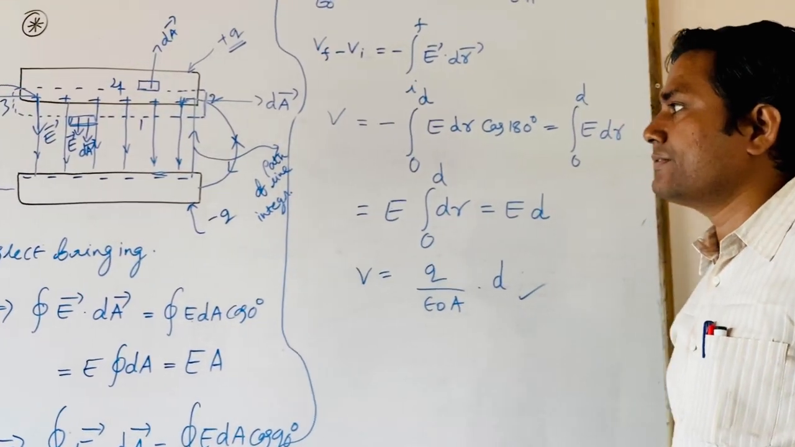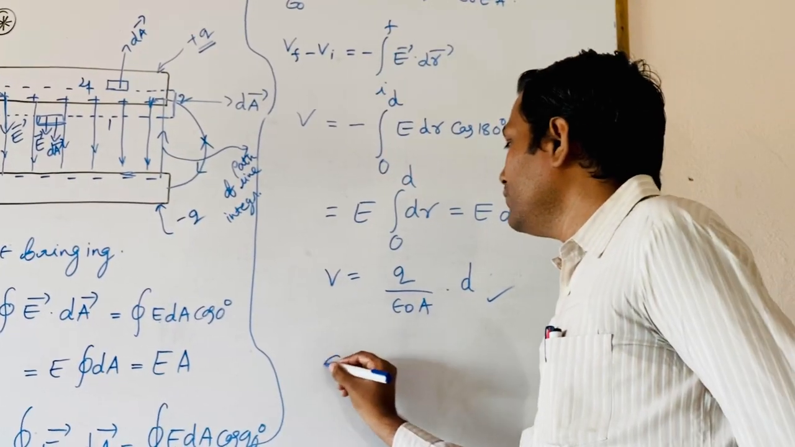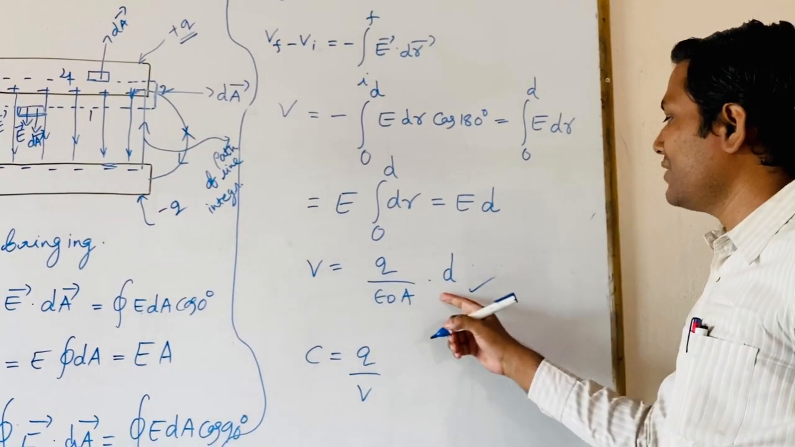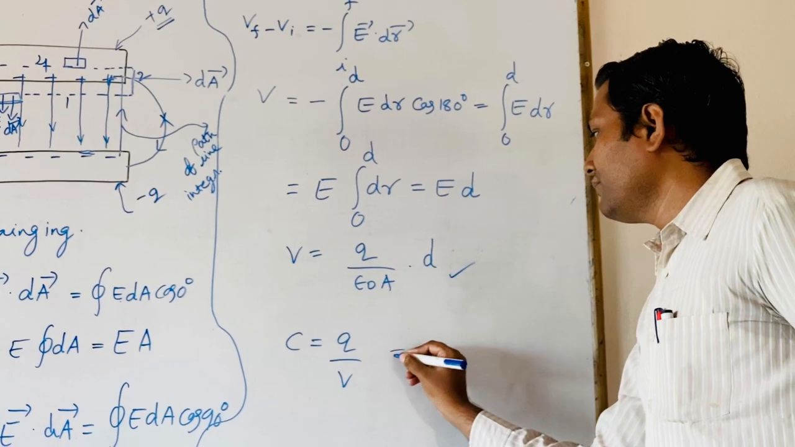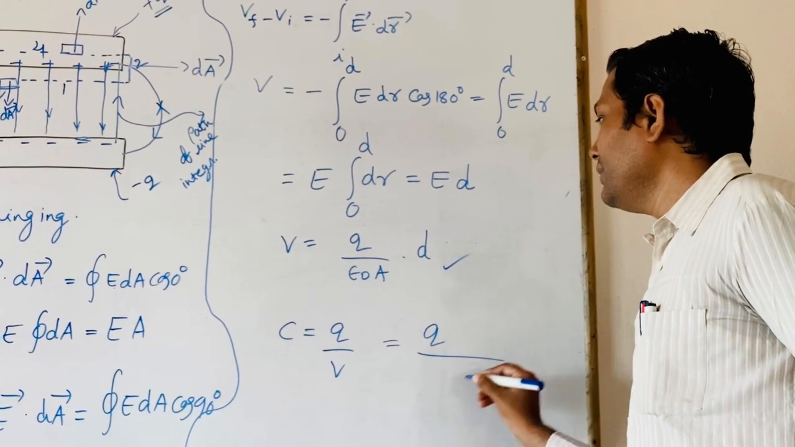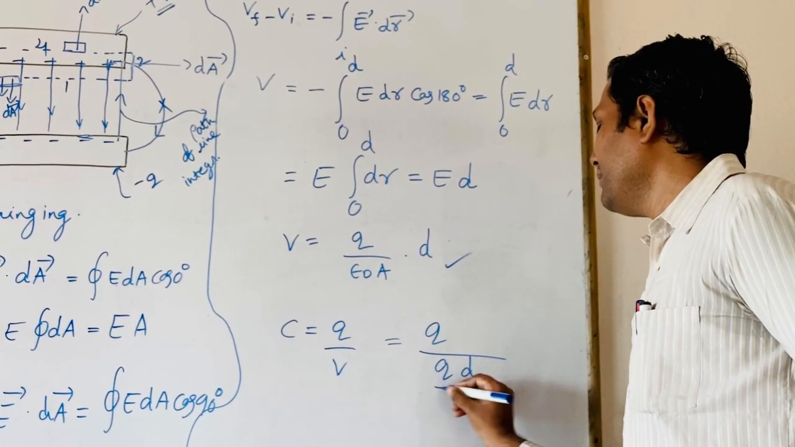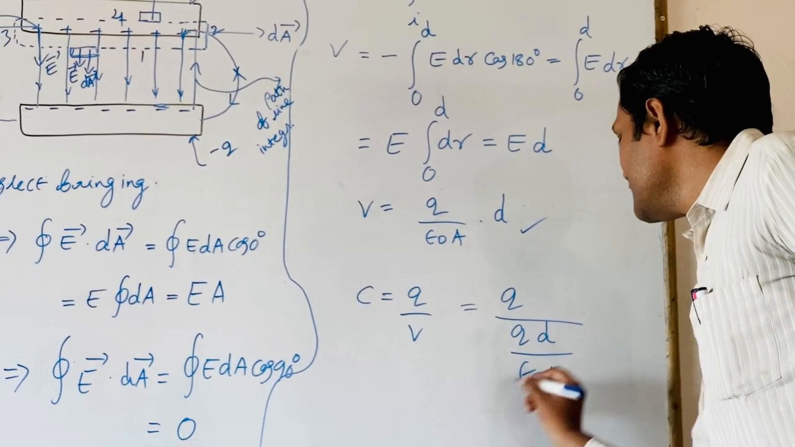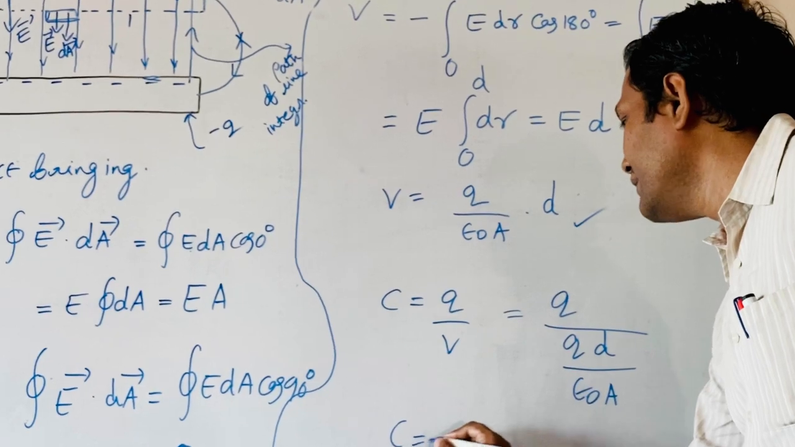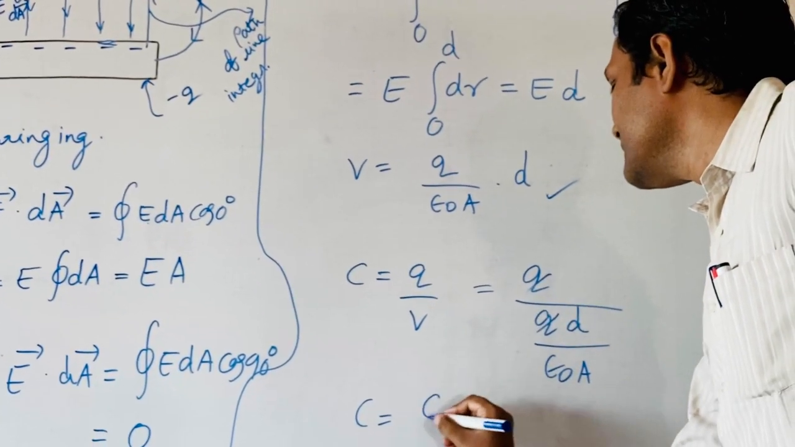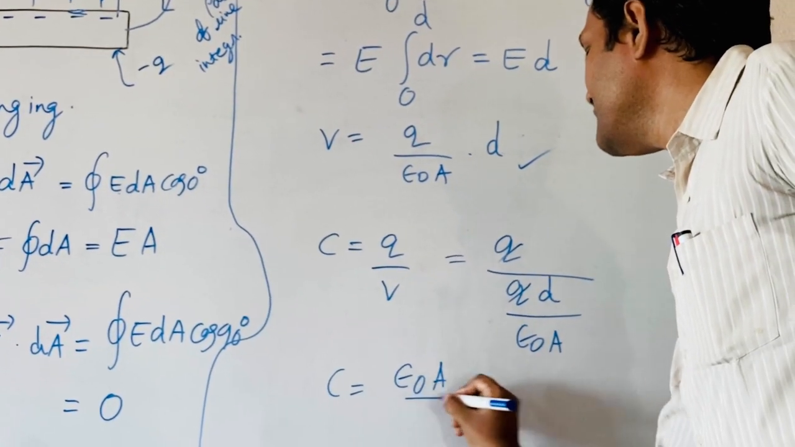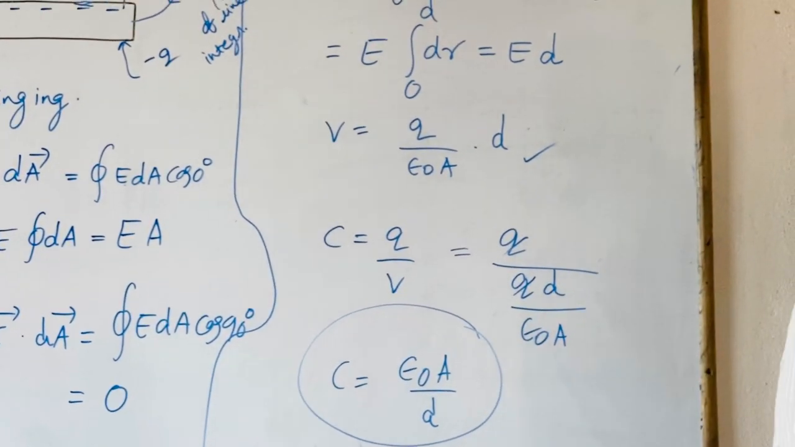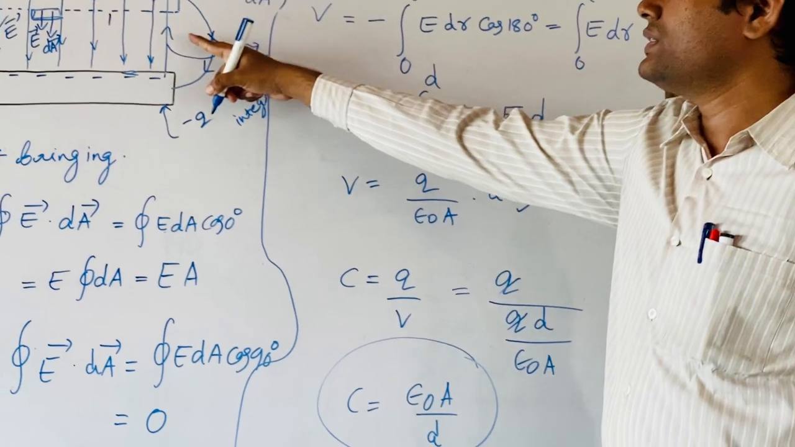Step 4 here says C is equal to Q by V. So now substitute the value of V here. What we can write? Q divided by Q D by epsilon naught A. After substitution, what will we get here? Q and Q cancel. C is equal to epsilon naught A by D. This is the expression for the capacitance of a parallel plate capacitor.